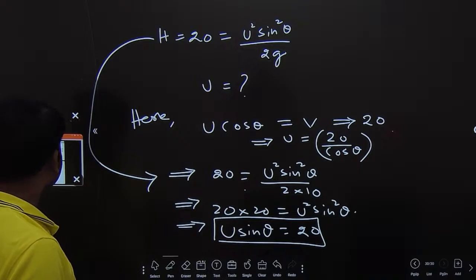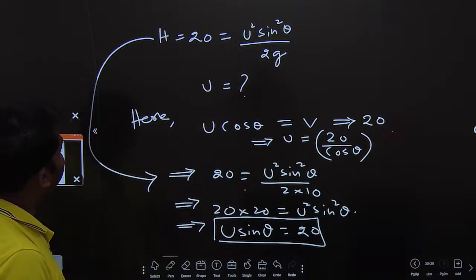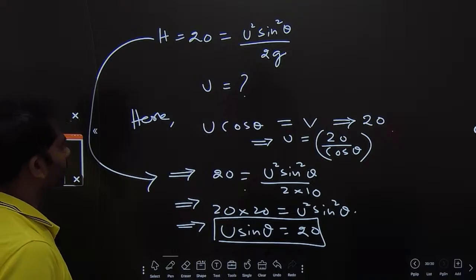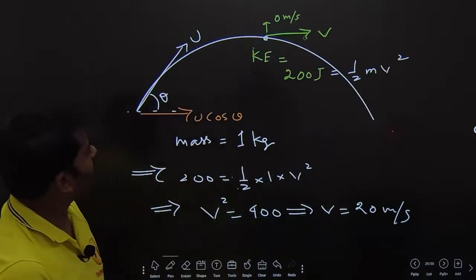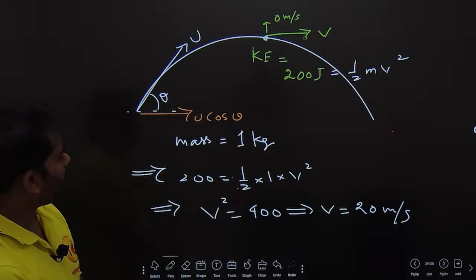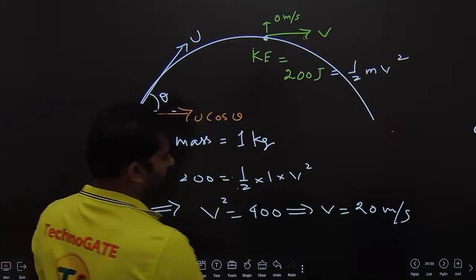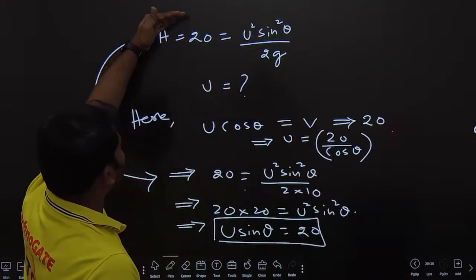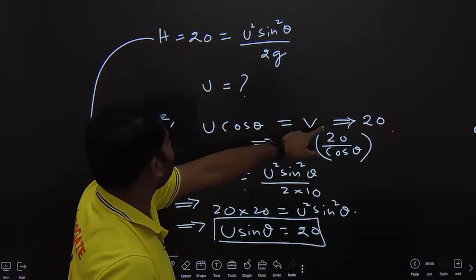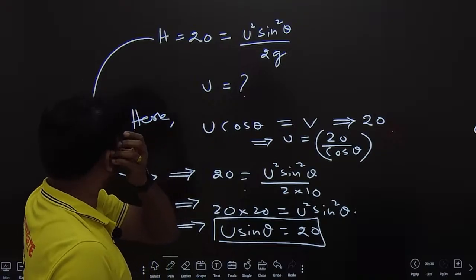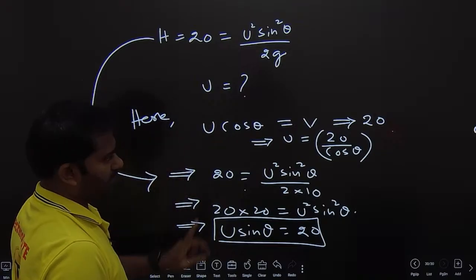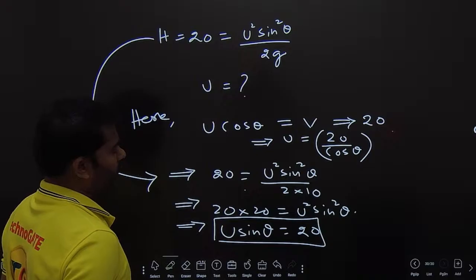Height is given, height is u square sin square theta by 2g, that is 20. So from this we got half mv square, which is this. 400 is equal to, m is anyway 1, v square, so v is equal to 20. That is completely right. V is 20, and u is becoming 20 by cos theta. That is right. U is equal to 20 by cos theta.